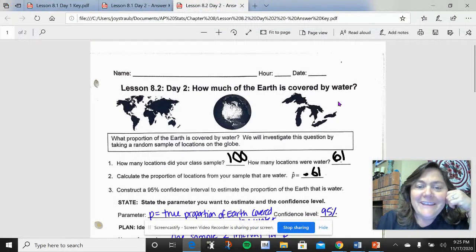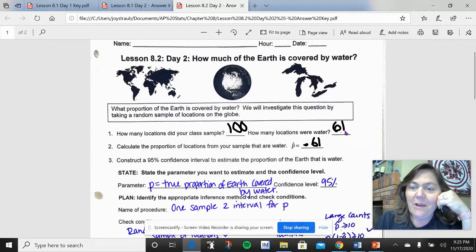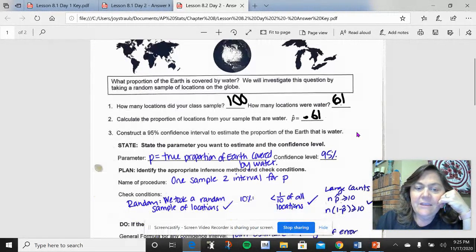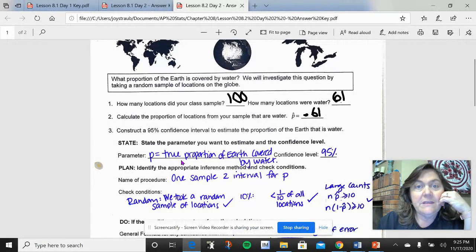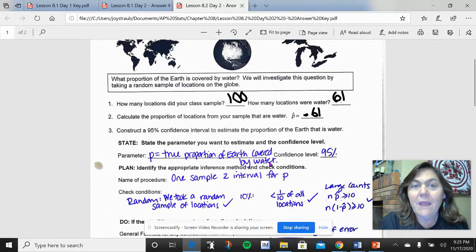Okay, welcome back. Here is what we had, 100 tries. Sorry, I had to use this little mouse to get these in here, but ours was 61. So what we should have here is that P is the true proportion of earth covered by water. Remember, we need to put the parameter. Proportion must always be there. Right now we're doing proportions. When we get to means, you'll be putting mean in and saying that it is the population parameter, right? Proportion. So all those words should be there to get your parameter identified.